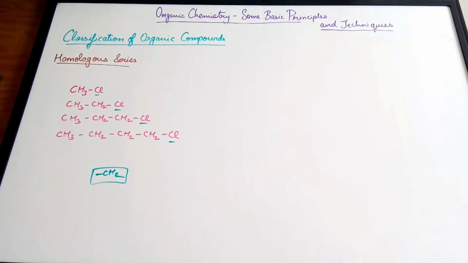So with that, we're done with the classification of organic compounds, functional groups, and homologous series. In the next video, we will be starting with nomenclature. So do check it out.